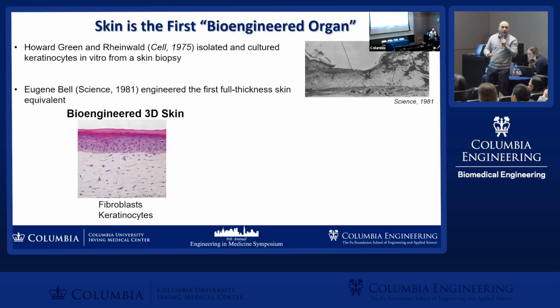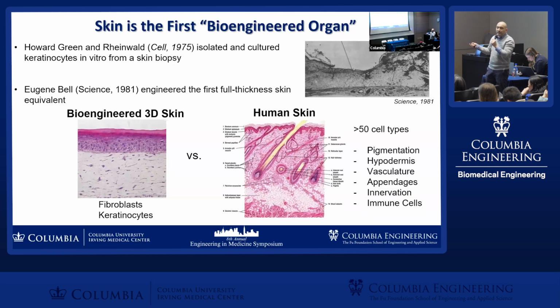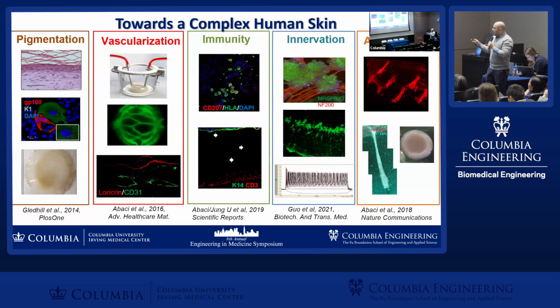But even today, when we talk about commercial or clinical bioengineered skin, we're talking about 2 or 3 cell types, as opposed to human skin, which has over 50 different cell types, and all these important components: pigmentation, hypodermis, vasculature, hair follicles, sweat glands, and different types of sensory neurons and immune cells. So in the past, our work included improving the cellular component of the human skin by integrating components such as pigmentation, perfusable vasculature, different types of immune cells, sensory neurons, and hair follicles.